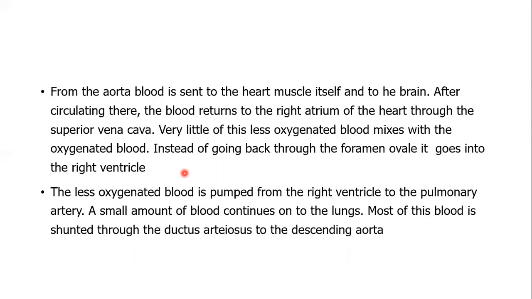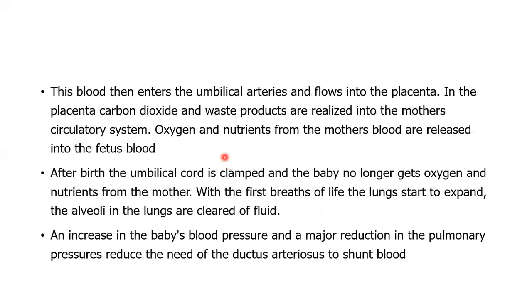Most of this blood is shunted through the ductus arteriosus to the what? To the descending aorta. This blood then enters the umbilical arteries and flows to the placenta. In the placenta, carbon dioxide and waste products are released into the mother's circulatory system. Oxygen and nutrients from the mother's blood are released into the fetus's blood.